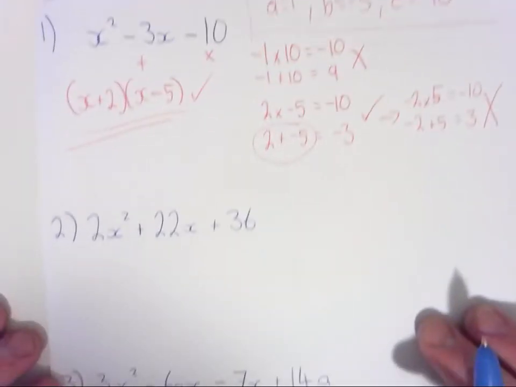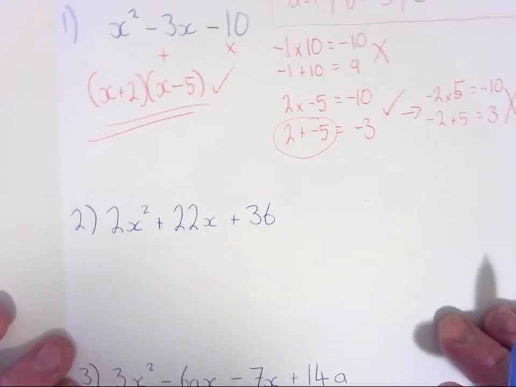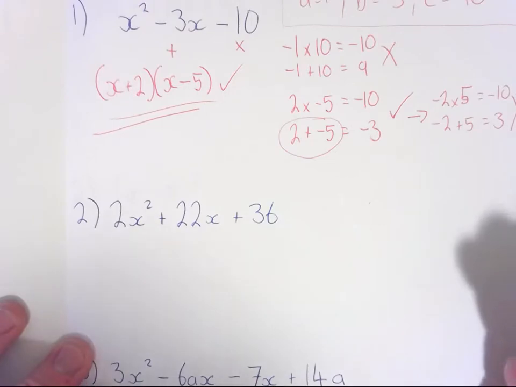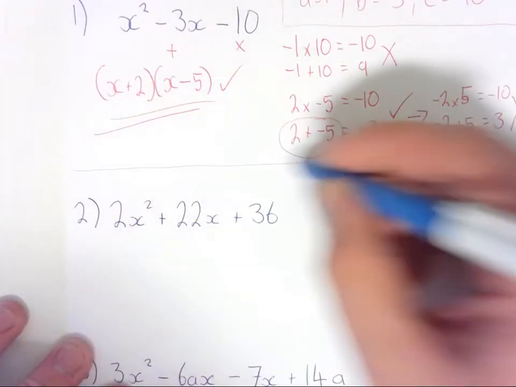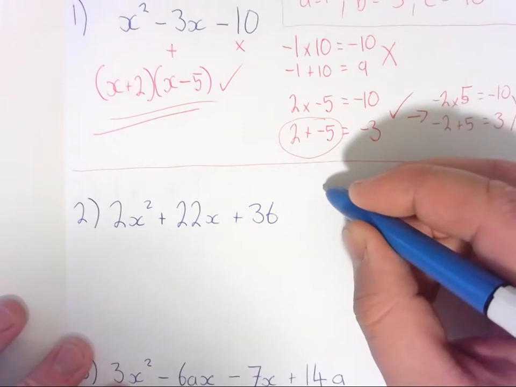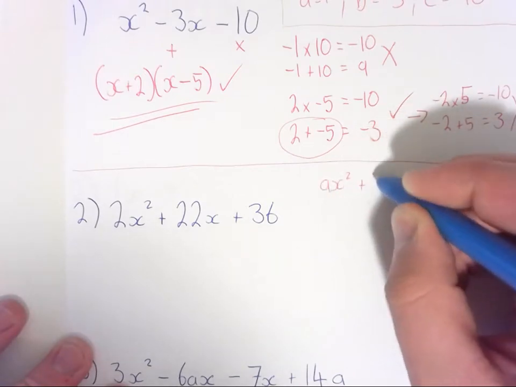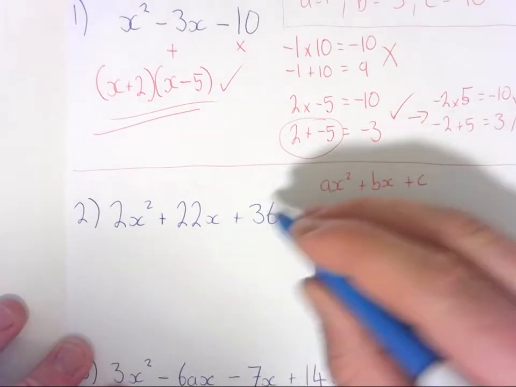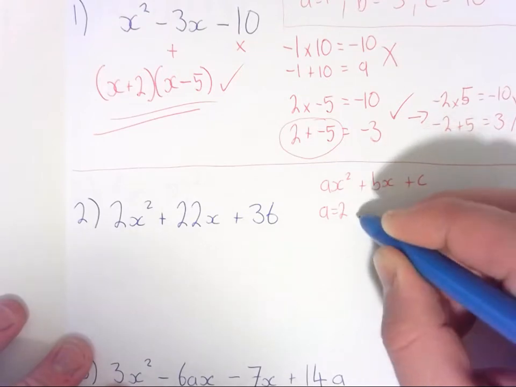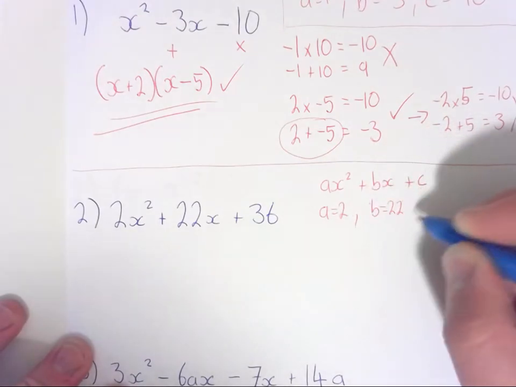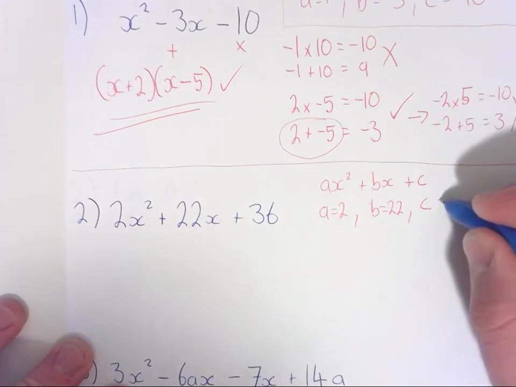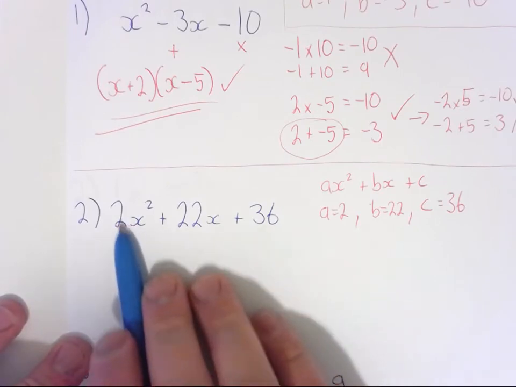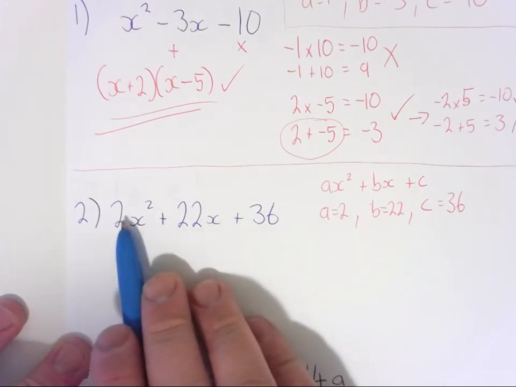The next question I'm going to look at involves my a value, that coefficient of x squared, not being equal to 1. For this particular question, I'm just going to draw a line through here. In our standard quadratic format ax squared plus bx plus c, a equals 2, b equals 22, and c equals 36. What I want here is this a equal to 1. I don't want this 2 here. Now I can't just take it out.